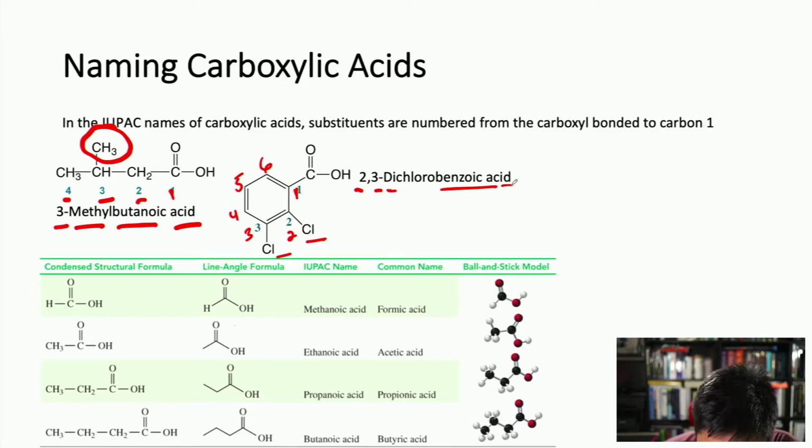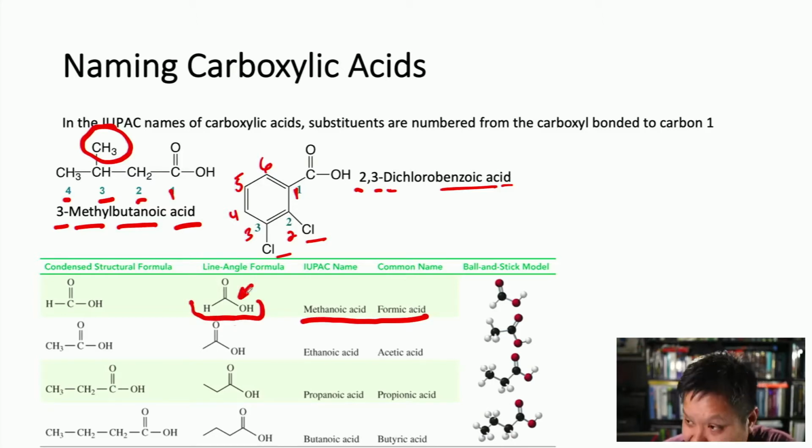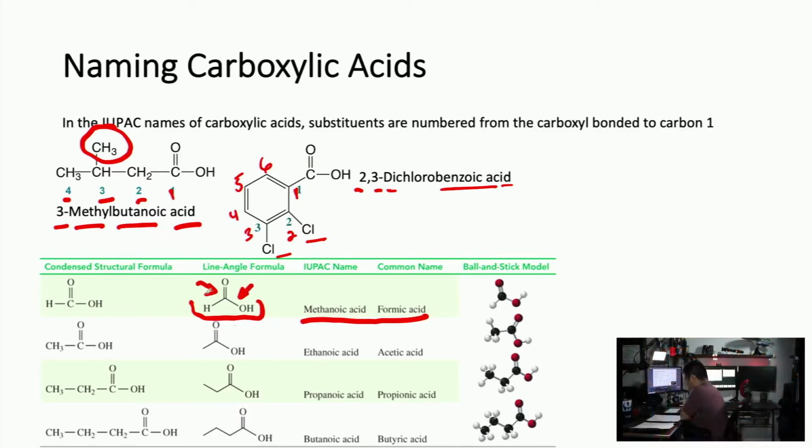Here are a few more common names for carboxylic acids you should know about. We have methanoic acid, also known as formic acid, this guy right here. Interestingly enough, one side of it is a carboxylic acid, and then the other side is actually an aldehyde. And if you remember, if it was formaldehyde, it would have an aldehyde on both sides, if you recall.